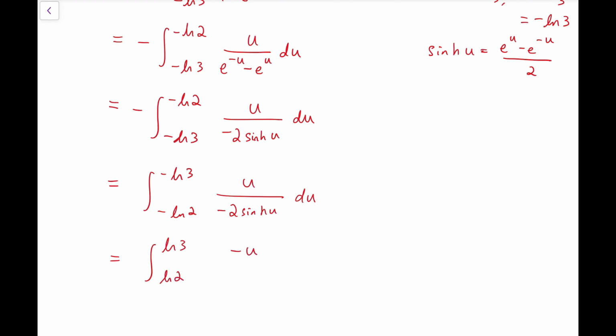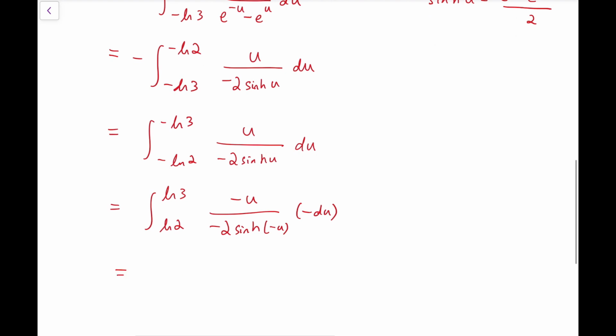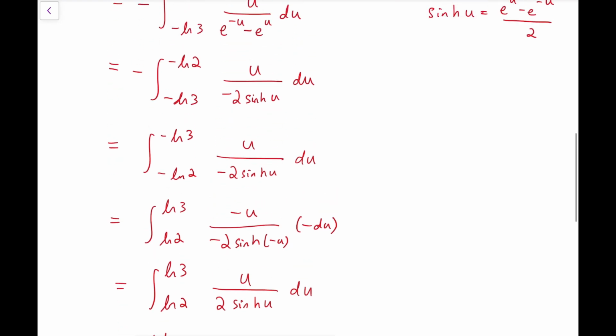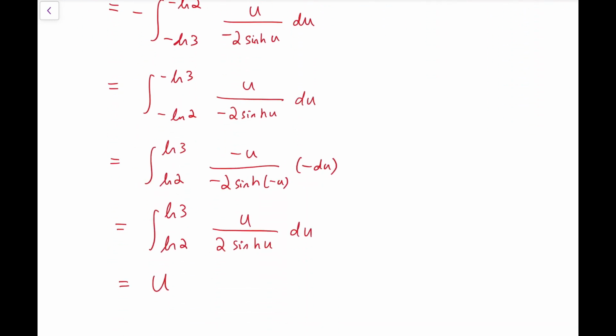However, now as they are replaced, I need to change the differential as well. It becomes minus du. And then we have minus 2 times sinh minus u. So it remains to fix the minus signs, and they can easily be fixed. And so there we have the integral we want, and that is u. So we've managed to prove that v and u are actually equal without computing their actual values.